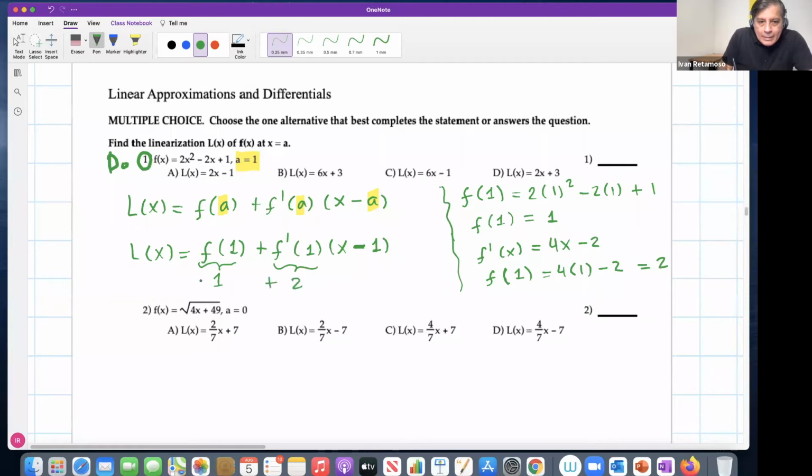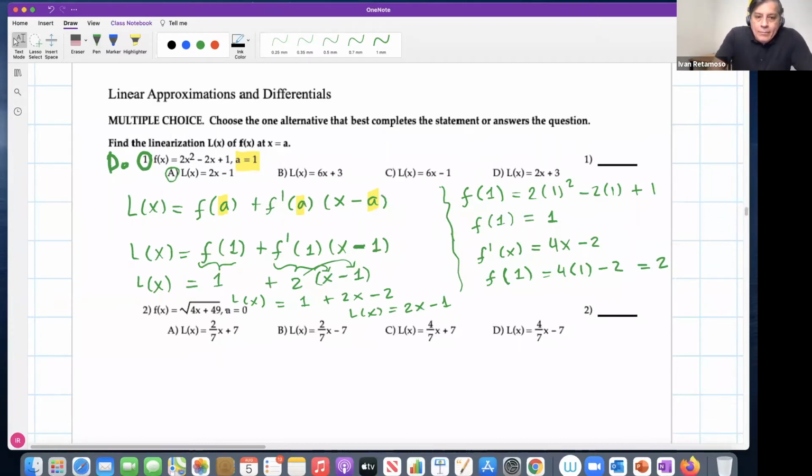And then you just simplify in order to get your answer. This is going to be equal to 1 plus 2x minus 2. 1 minus 2 is negative 1. So the linearization should be equal to 2x, this guy, 1 minus 2, minus 1, right? Excellent, excellent. And this is what this is showing. Excellent.